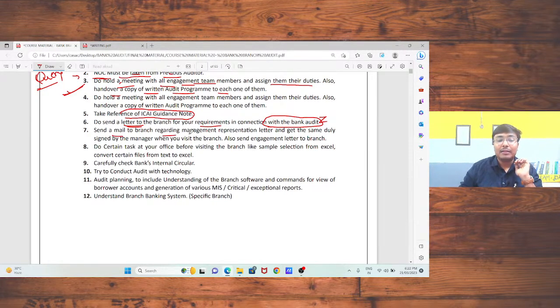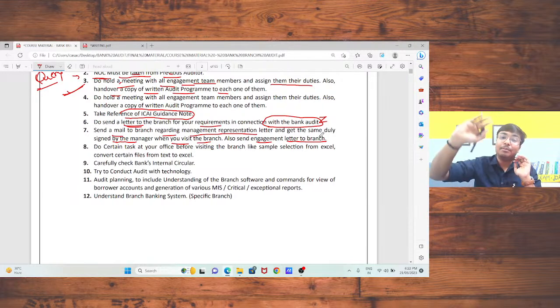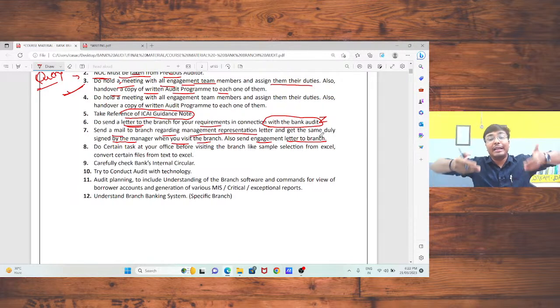Send a mail to the bank branch regarding the management representation letter, the MRL letter. You should get the MRL letter ready also. If you want, just comment in the WhatsApp group, I will share the format of MRL, and get it duly signed by the manager when you visit the branch. Also send an engagement letter to the branch. These are very important aspects we need to take care of: the engagement letter and the MRL should be signed by the branch manager, and we should take note of it.